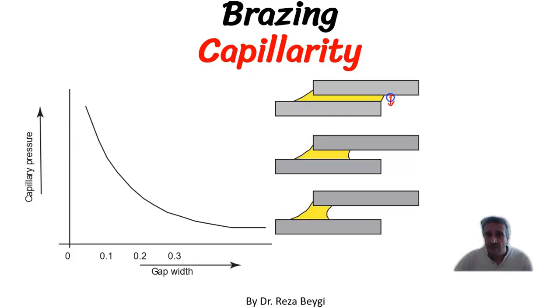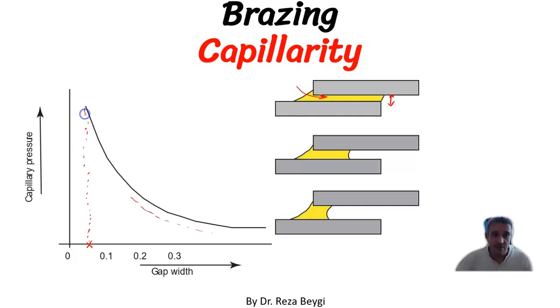The gap, the clearance that we have, shows its importance here. The lower the gap that we have, the higher the capillary pressure, and this driving force that draws the liquid into the gap depends on the clearance. And when we decrease the clearance, we have higher pressure. But we should notice that this clearance cannot be lower than a critical value, because if we have a very narrow gap, the pressure, the driving force that we have, is not enough to force the liquid into the gap.